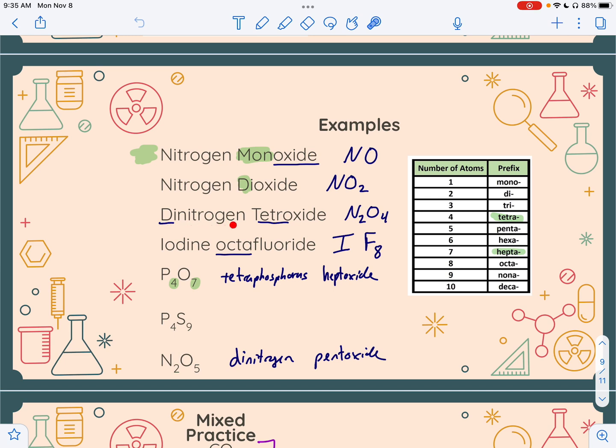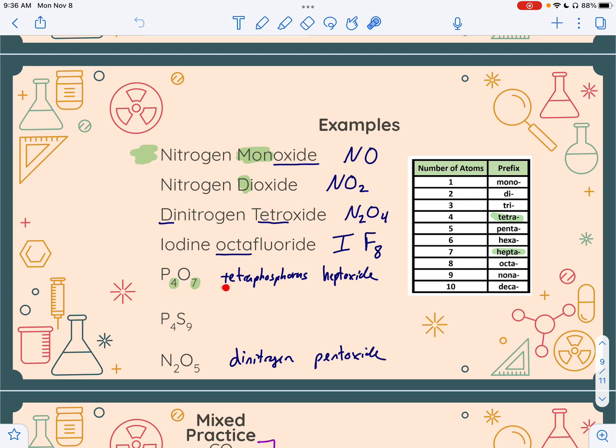So dinitrogen tetraoxide is N2O4, tetra being the prefix for 4. Iodine octafluoride: 1 iodine and 8 fluorines. It also works the other way. If I see the subscripts, I can turn those into prefixes.